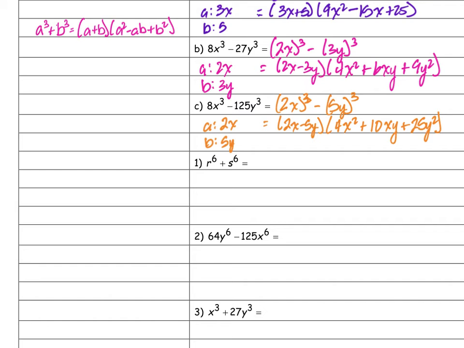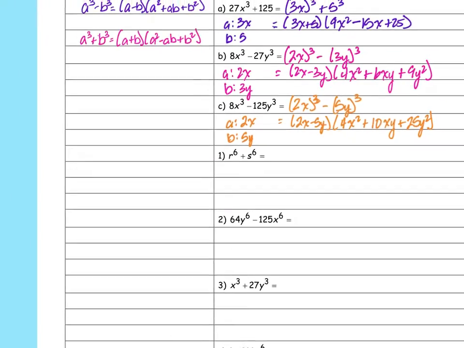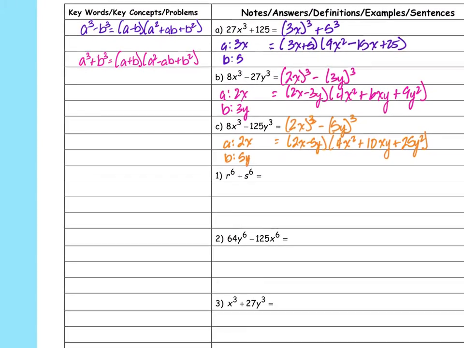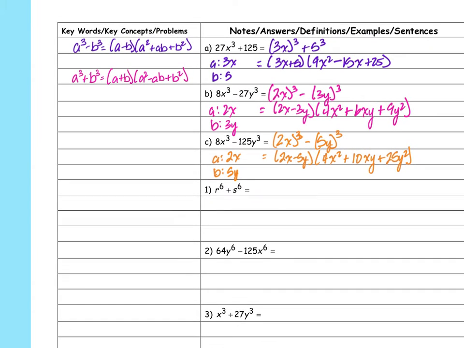Okay, so now we're going to change it just a little bit. Instead of a cube, I've got a 6 power. But my rule is still for cubes. So I still want to rewrite this as a cube because that's the rule I have for factoring. It's the only one I know is for cubes. So I want to rewrite this as a cube.